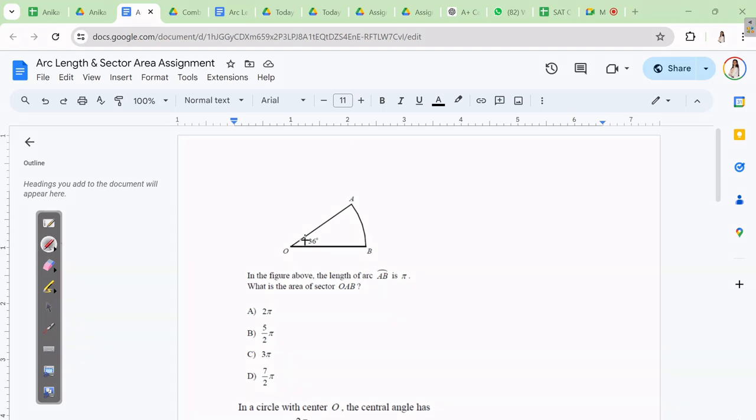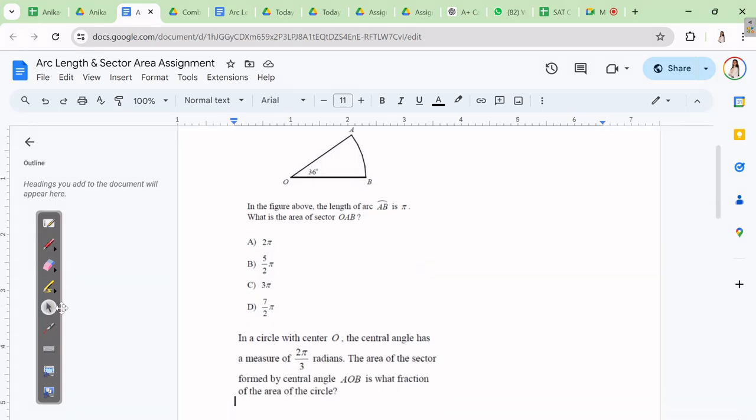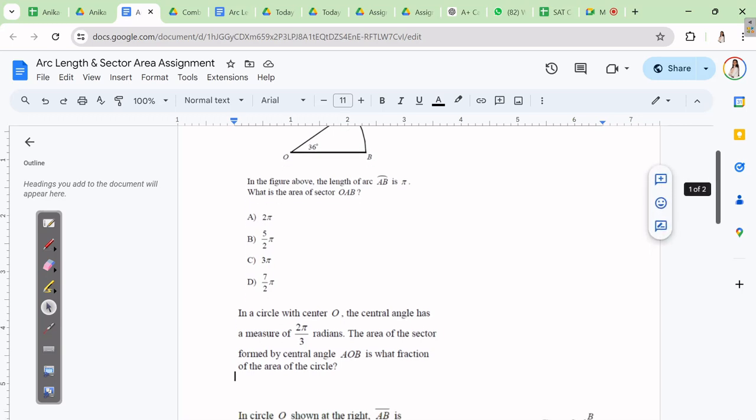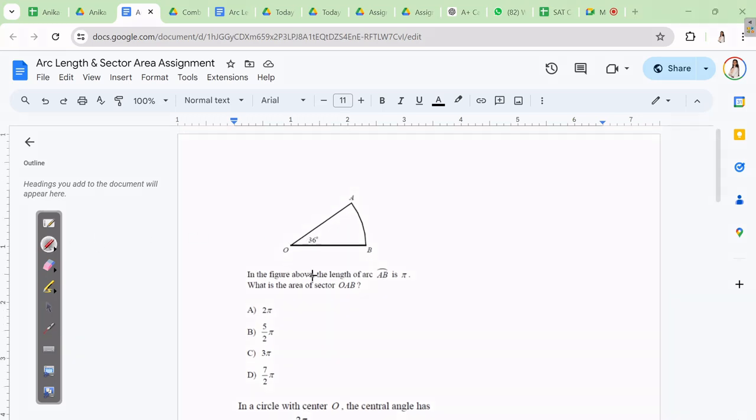Okay, so here in these questions, in the second question the area is given. Let's first talk about the first question, Anika. In the first question it says the length of the arc AB. Let me change the color to red. This little symbol that you see on AB means that they're talking about the arc AB. So the length of the arc AB is pi. What is the area of sector OAB?